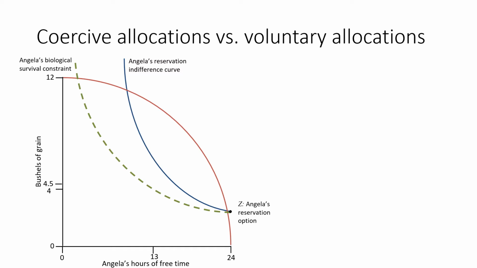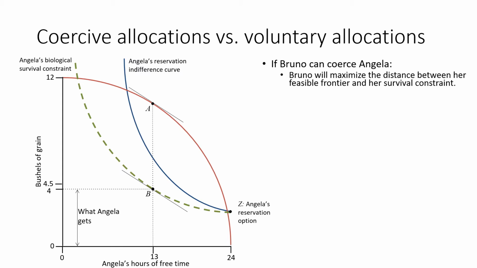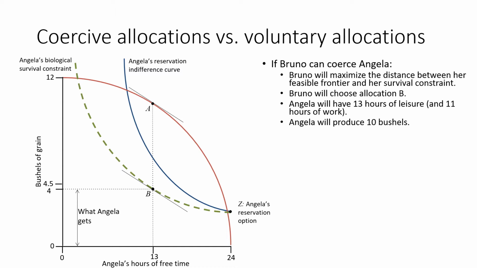So we left off looking at coercive allocations and contrasting those with voluntary allocations in this interaction between Angela and Bruno. If Bruno can coerce Angela to work however much he demands, then he's going to choose point B. He's going to maximize the vertical distance between the feasible frontier and her survival constraint. He's going to choose allocation B, where Angela gets 13 hours of free time and works 11-hour days, where she produces 10 bushels, where Bruno gets 6 of those bushels, and Angela gets 4 of the bushels, just enough for her to survive.